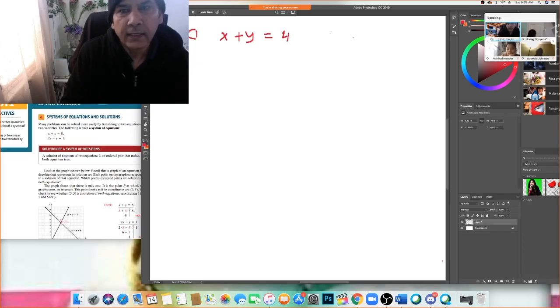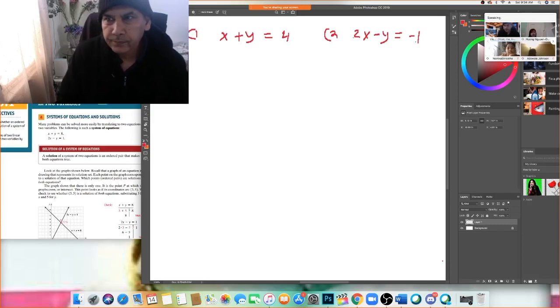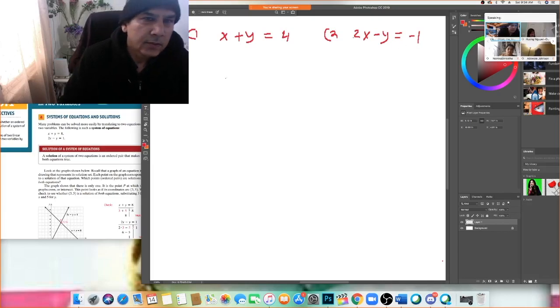x plus y equals 4, and the second equation you have 2x minus y equals -1. Can you see from there? Okay. Yes. So first equation, x plus y equals 4, 2x negative y equals -1.